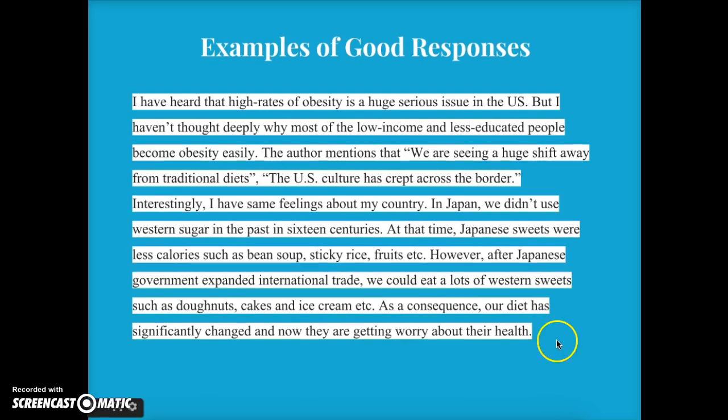And she has this nice concluding sentence at the end. Okay, so this is an excellent response. Let's look at the next one.